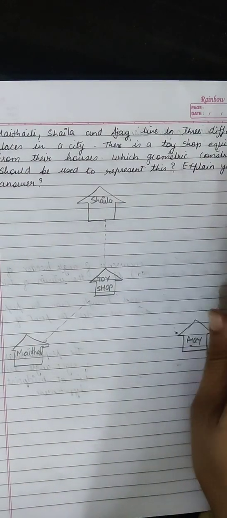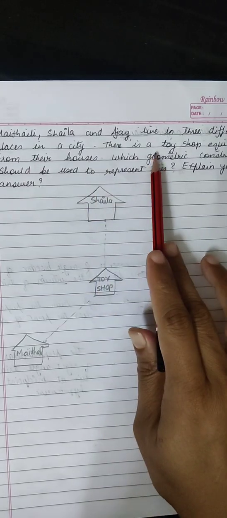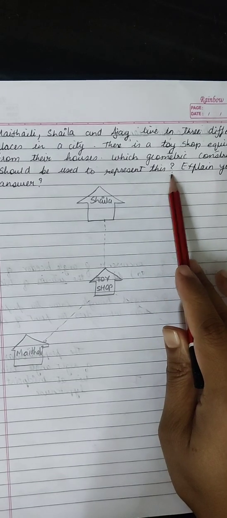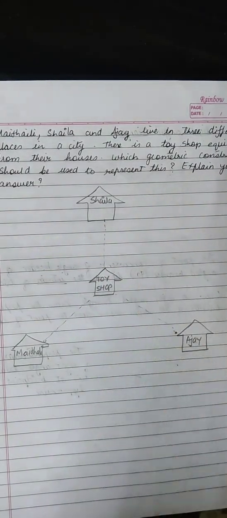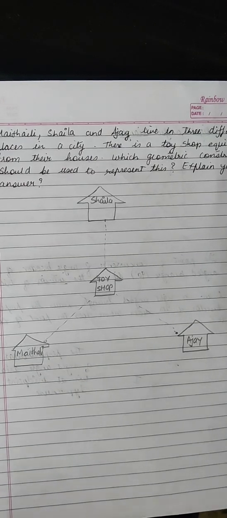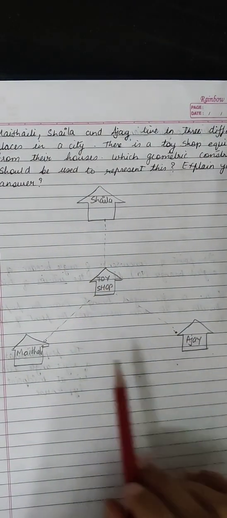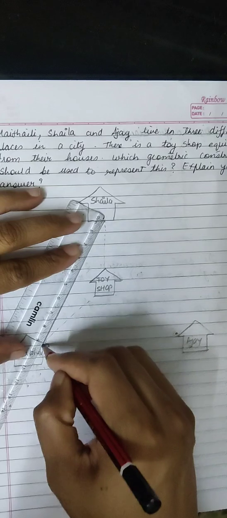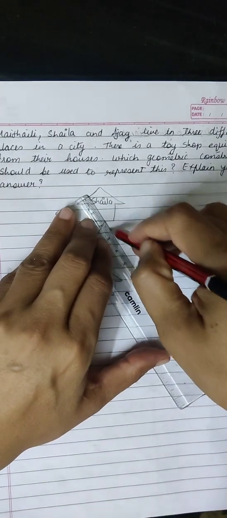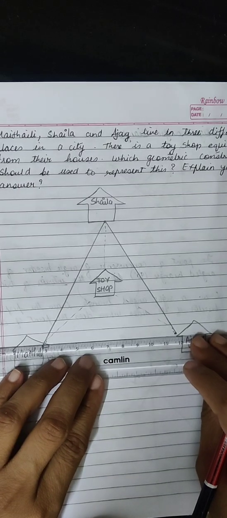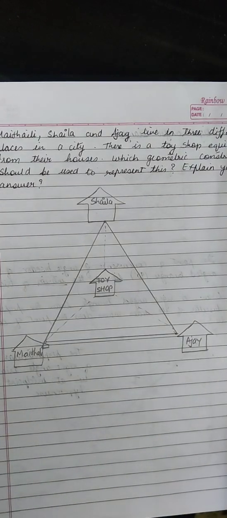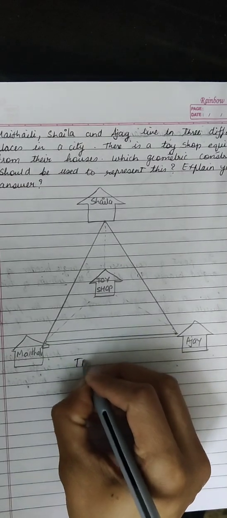Okay. Now we are on the last question. Maithili, Shaila and Ajay live in 3 different places in the city. There is a toy shop equidistant from their houses. Which geometric construction should be used to represent this? Explain your answer. So the toy shop is in between the 3 houses, Maithili, Shaila and Ajay. So if I draw or join the 3, you can see there is a formation of a triangle.